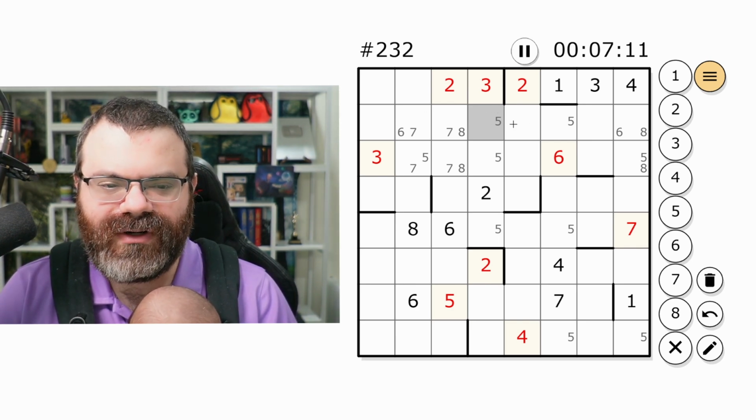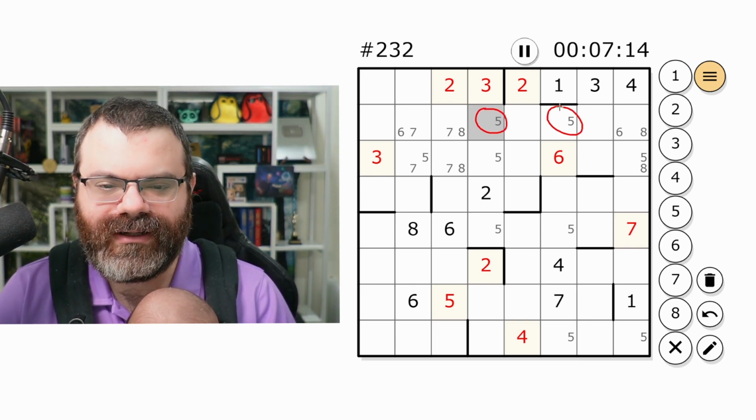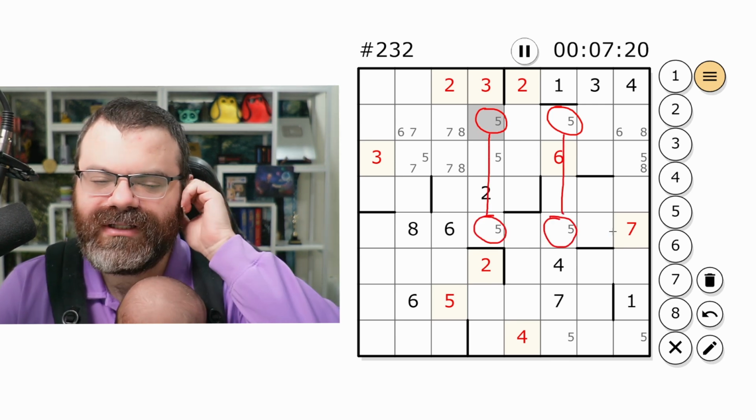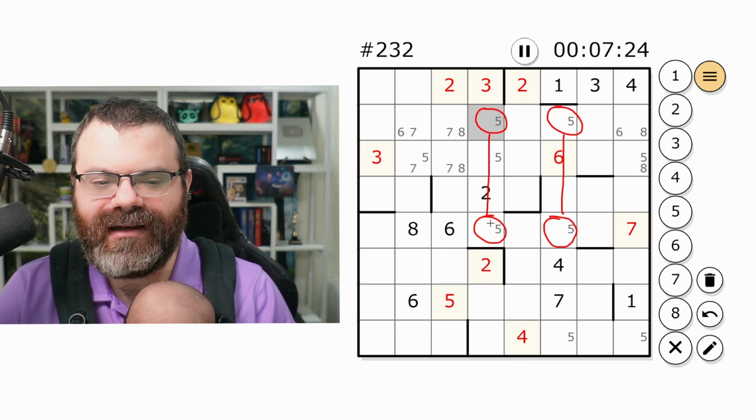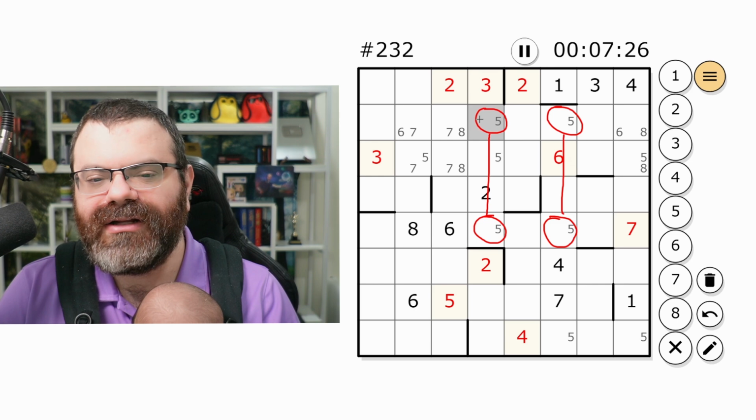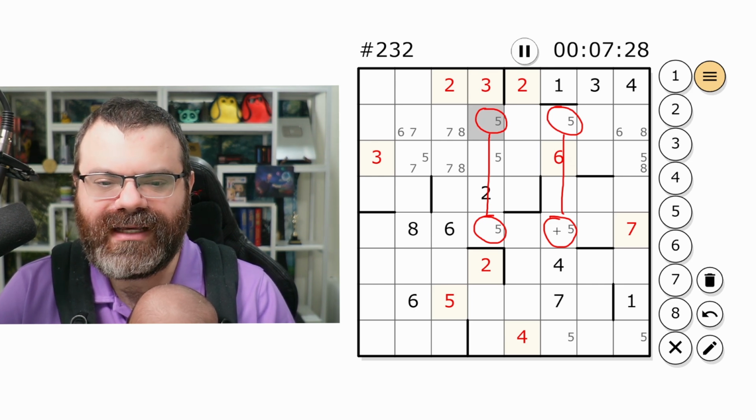So in this row here, 5 ends up here or here. And in this row, 5 ends up here or here. Notice they line up in the columns. So this is what's called an X-wing. The 5s are limited by the rows, and they line up in the same 2 columns. So 2 places in each row lined up in the same 2 columns.